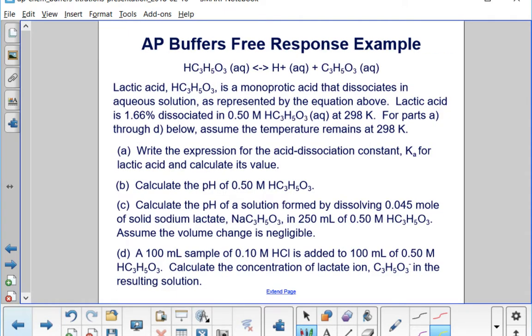In part C, we're going to make a buffered solution and calculate the pH of that buffer. So it says, calculate the pH of a solution formed by dissolving 0.045 moles of sodium lactate in 250 milliliters of 0.5 molar lactic acid, assuming that the change in volume is negligible. So this is a buffered solution where we have lactic acid and a salt containing the conjugate base lactate. So we're finding the pH of the buffer, and I'm going to do that using the Henderson-Hasselbalch equation.